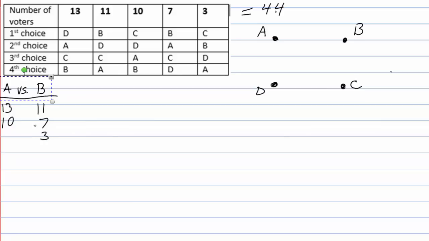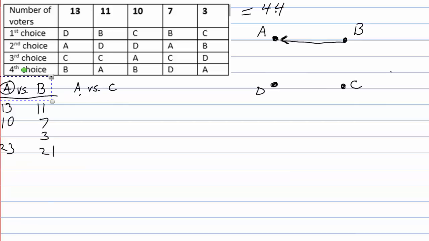And so altogether, you can see that A has picked up 23 votes, while B has picked up 21. In that case, A has more votes, so A wins that head-to-head match. So we would draw an arrow from B to A, indicating that A is the winner in the head-to-head match between A and B. And now we just repeat this for the other possible head-to-head comparisons.